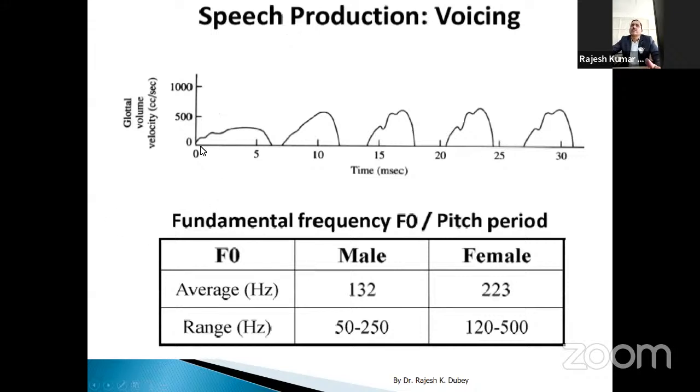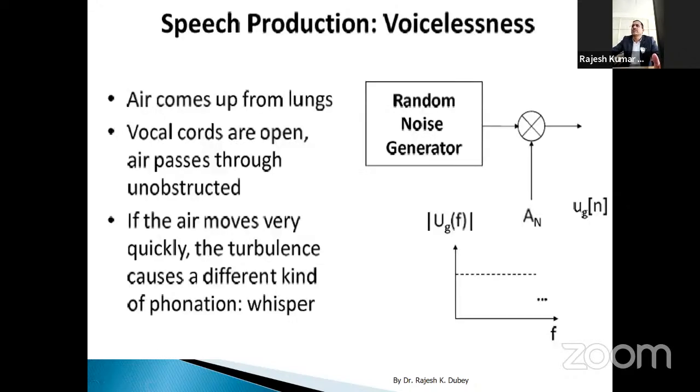If we see in terms of how much air volume is coming per second, we can see that some pattern is followed. Some almost equal amount of air per second, so that it looks periodic. This fundamental frequency, we are calling it the pitch frequency, and the corresponding pitch period. Normally for male it is around 132, or it can range even from 50 to 250. For female, this fundamental frequency is more, like 223, in the range of some 120 to 500. Female pitch frequencies are higher and male pitch frequencies are lower. That is a general observation.